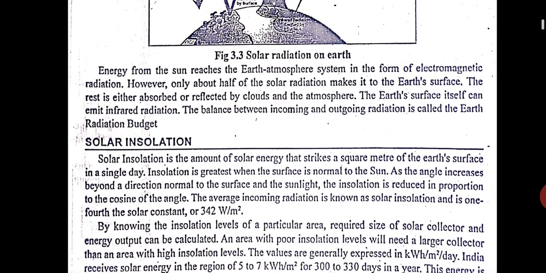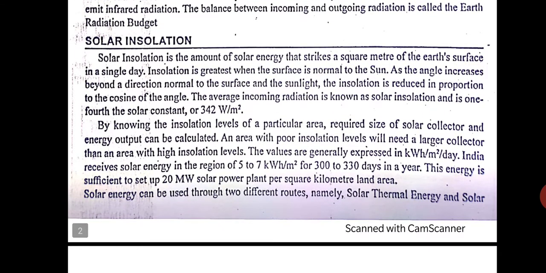Now, what is called solar insolation? We have seen solar constant. Solar constant means the amount of solar energy which is coming just at the earth's atmosphere. Now what is solar insolation? As an engineer, you are not interested in how much sun energy is coming outside the atmosphere. You are interested in how much I am getting at my house, on my rooftop. So that we measure as solar insolation.